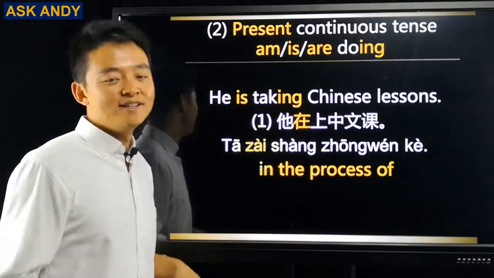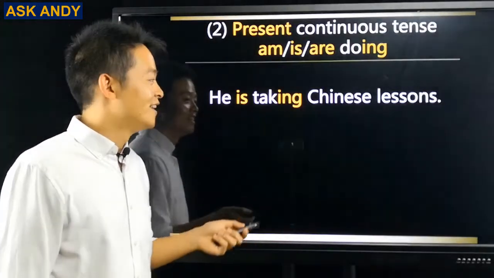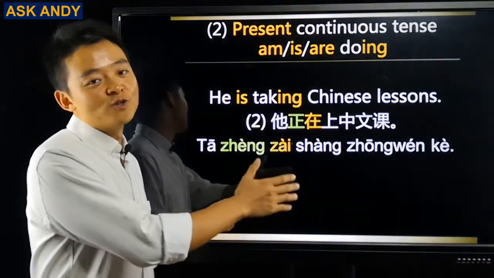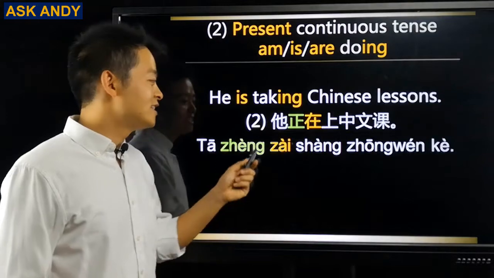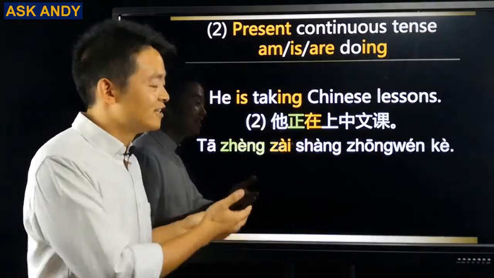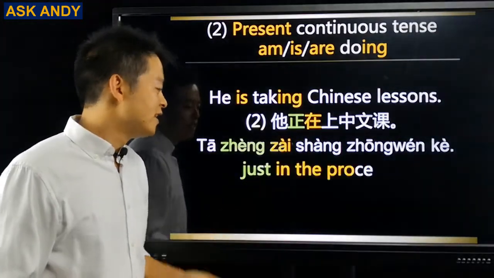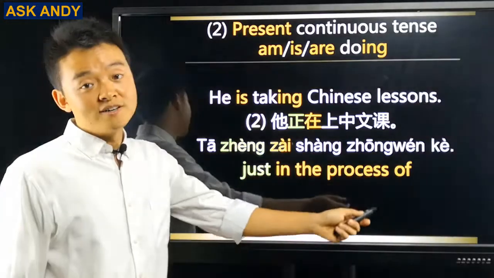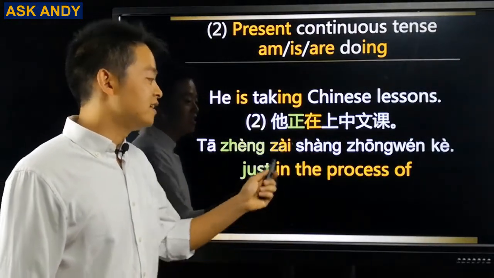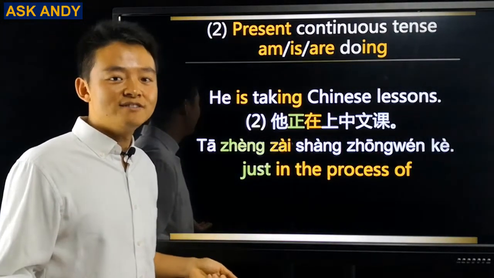Much easier. This is only one of the ways how we express doing in Chinese. Another one is 他正在上中文课. How do we understand this 正? Actually, it is just the emphasis there. It is just in the process of. Now you do it with my translation. He just in the process of taking Chinese lessons. It's also easy to understand, right?